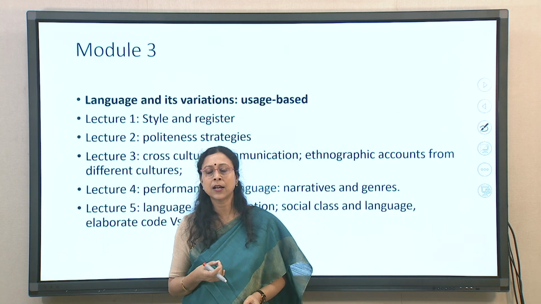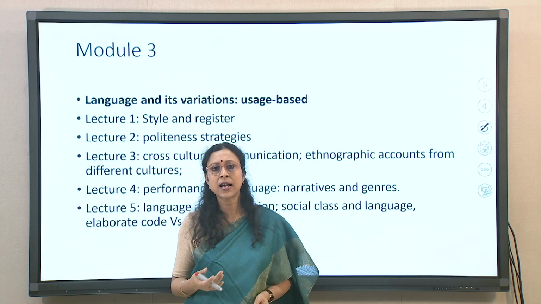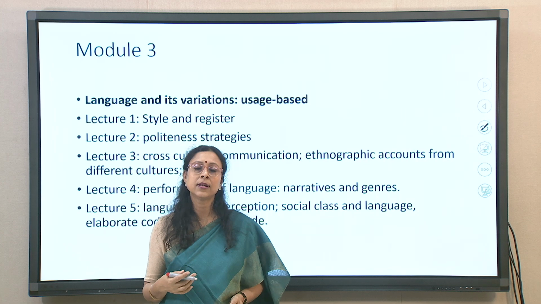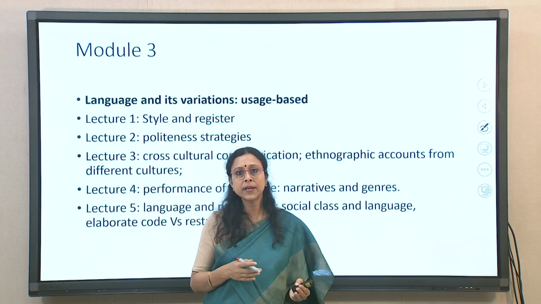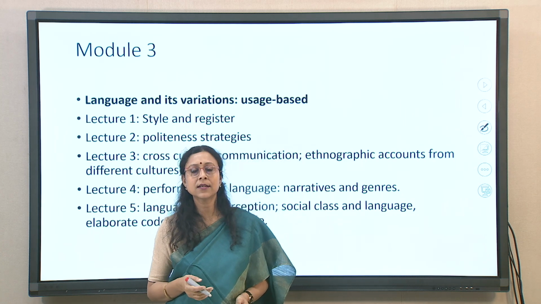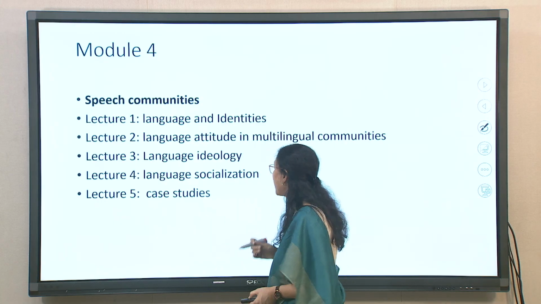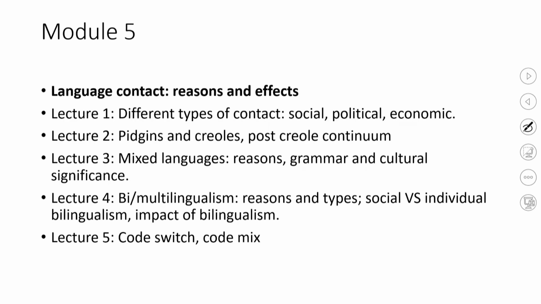Module 3 looked at language variation. We continued with language variation, but here we talked about usage-based differences: style, register, politeness strategies, depending on the usage and the domains, that is where we found different kinds of variation. So, language variation can be of two types, one is speaker-based, the other is usage-based. These two things were discussed in module 2 and module 3. In module 4 we discussed speech communities: what is a speech community, how identities are created, what is language attitude, ideology, what is language socialization, all of these in terms of community practices, with case studies as well.